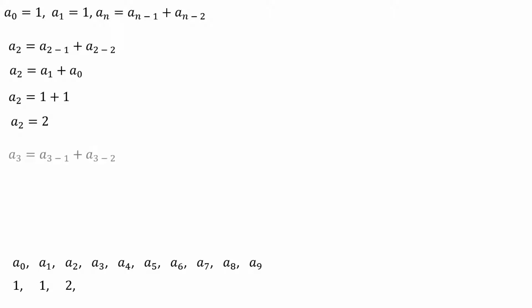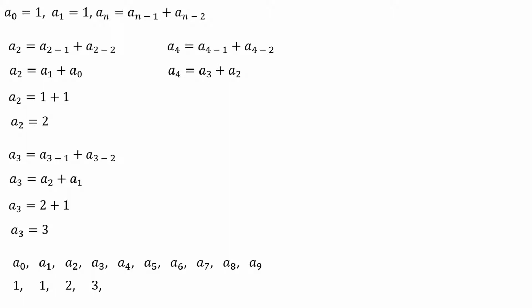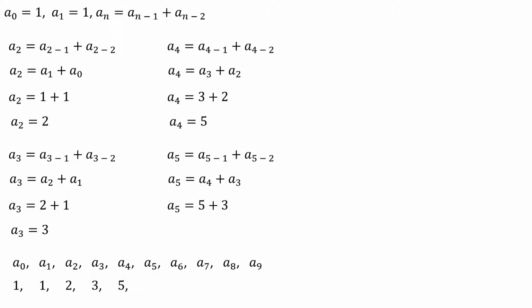A sub 3? Well, I have to look at 3 minus 1 for that term, 3 minus 2, that term. So if I want a sub 3, I need to add up a sub 2 and a sub 1. So I've got to add 2 plus 1. That's 3. If I want the fourth number in the list, well, 4 minus 1 is 3. 4 minus 2 is 2. So if I want a sub 4, I need to look at a sub 3 and a sub 2. So 3 plus 2 is 5. If I want the fifth number in the list, a sub 5, I take a look at a sub 4 and a sub 3. 5 plus 3 is 8.